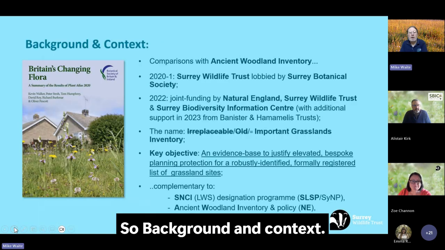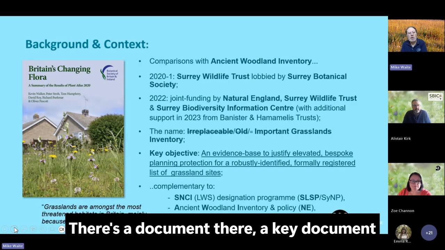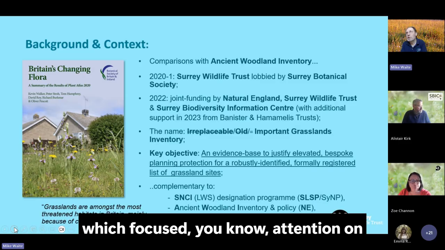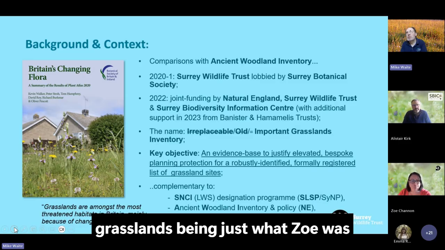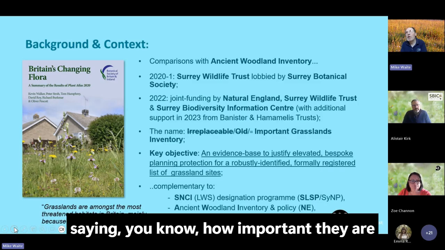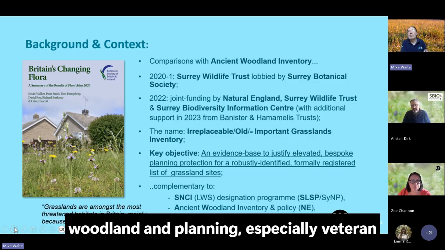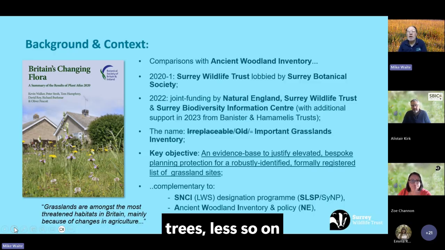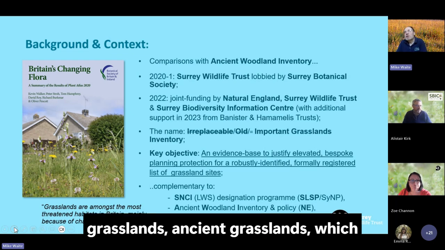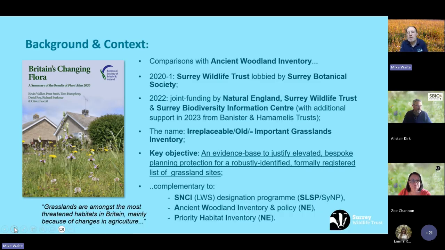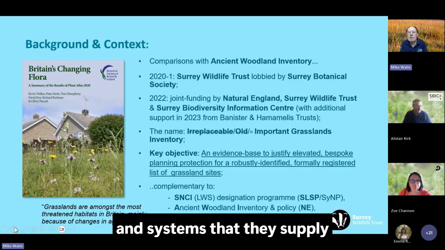So background and context. There's a key document published by BSBI, which focused attention on grasslands as being, just as Zoe was saying, how important they are for biodiversity. There's a lot of attention on things like ancient woodland in planning, especially veteran trees, less so on, arguably, the grasslands, ancient grasslands, which have all sorts of ecosystem function and systems that they supply as well.